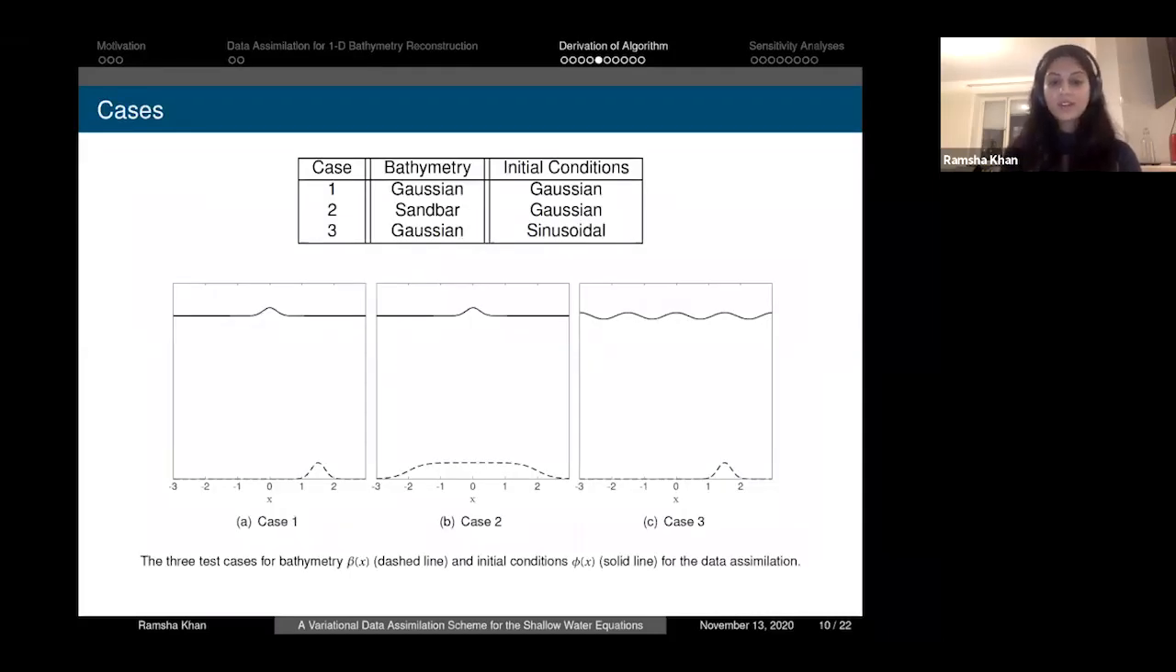And so in the actual computations, we considered 3 cases for the results. So we looked at 2 cases with a Gaussian initial condition and a Gaussian and a sandbar profile bathymetry. Keep in mind that this is not to scale, it's just showing the different shapes that we used. And then we also considered a case with a periodic initial condition and a Gaussian bathymetry.